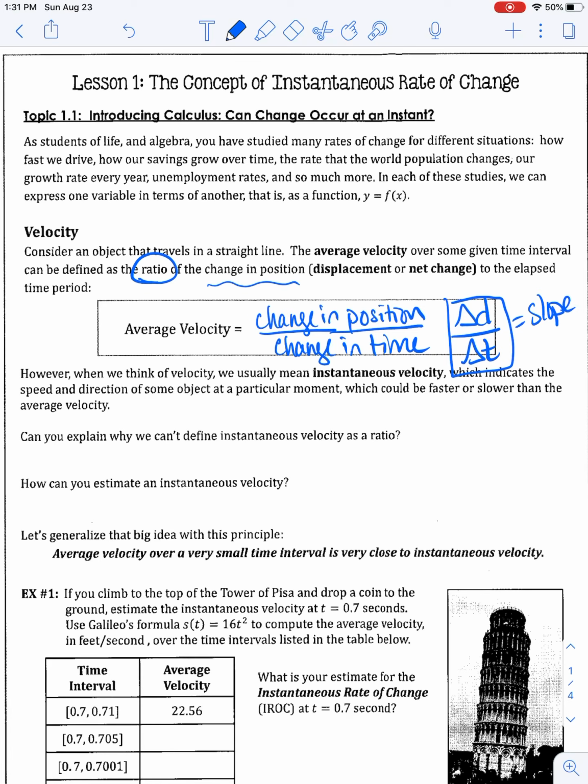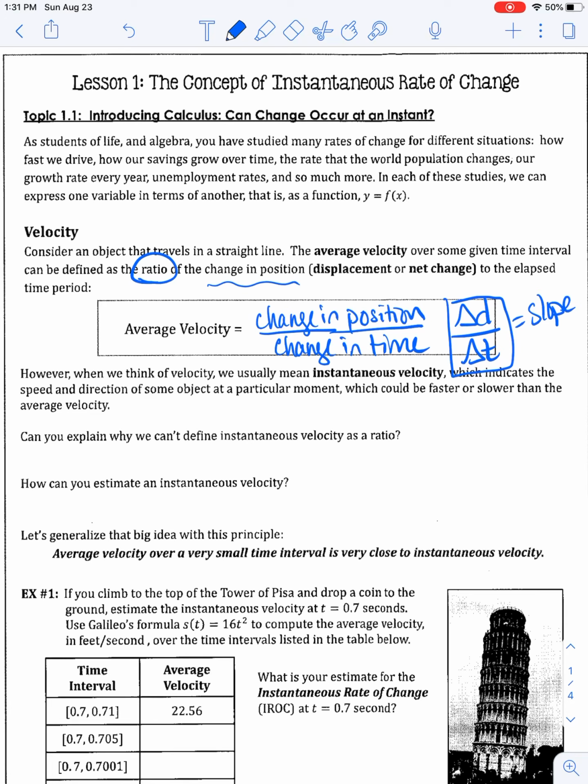Okay, so that's how you can find the average velocity over the course of 5 minutes or 2 seconds or an hour. However, when we think of velocity, we usually mean instantaneous velocity. Now, make sure you know the difference. There's a difference between velocity and speed. Velocity is more about your acceleration. So instantaneous velocity indicates the speed and direction of some object at a particular moment, which could be faster or slower than the average velocity.